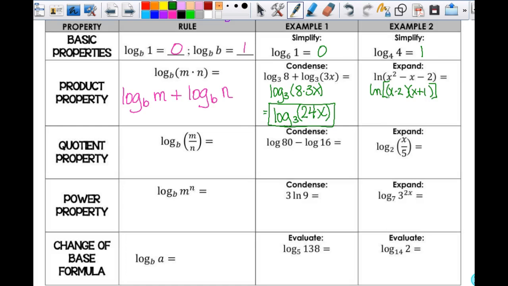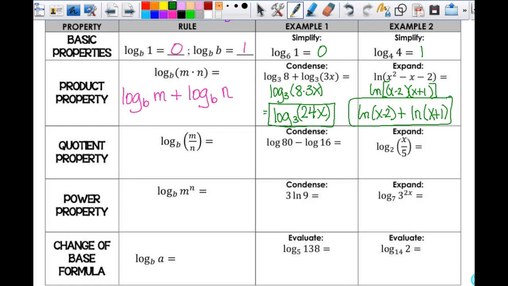That doesn't necessarily always happen. But again, if I really wanted to say just the natural log of this part times this, then I would want to make sure there's parentheses around that. But I'm going to take that and expand it. That multiplication becomes addition. So this becomes the natural log of x minus 2 plus the natural log of x plus 1. And those parentheses are definitely important, because if I don't do that, then it does imply that I'm just adding on the end. Okay? We good? All right. Awesome.